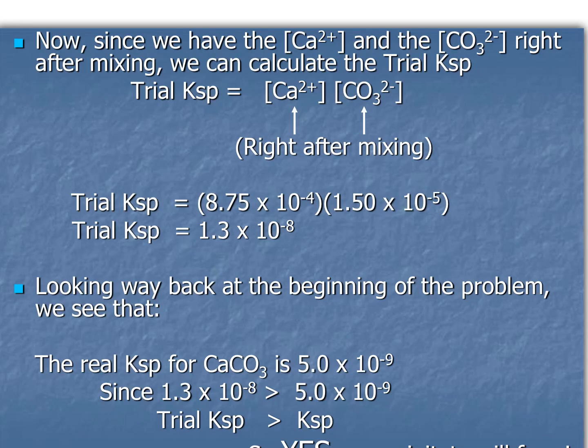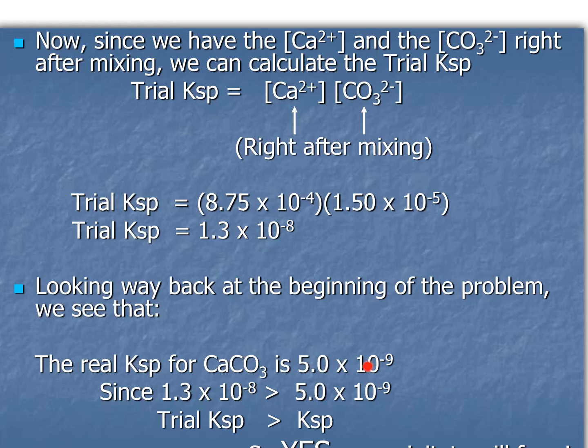So now that we have our calcium concentration and our carbonate concentration upon mixing, we add both of these into our trial Ksp. We solve. We get 1.3 times 10 to the negative 8. So if we look way back at the beginning of the problem, when it gave us our Ksp, we get our real Ksp was 5.0 times 10 to the negative 9th.